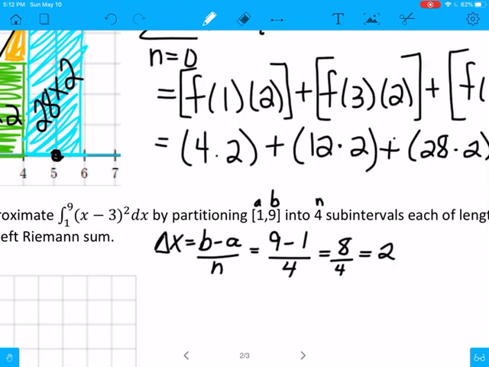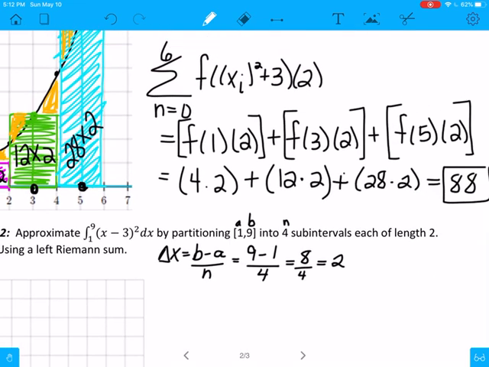This one did say equal length of 2. I was just being nice, but you're going to have to be able to find it yourself with the change in x. So what did we do with the last one? We found from 1 to 9 all of our y values so we can sketch it. So that's what we're going to do first.